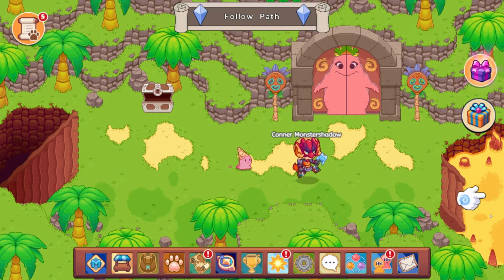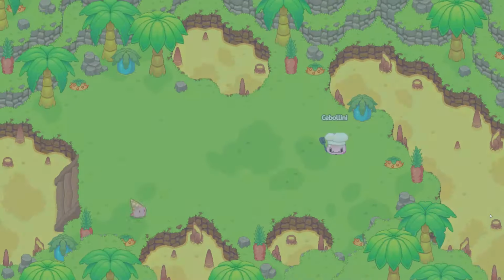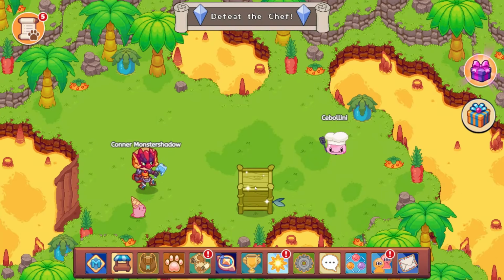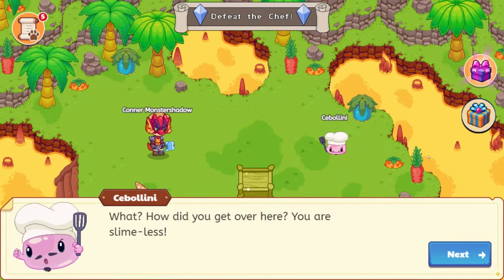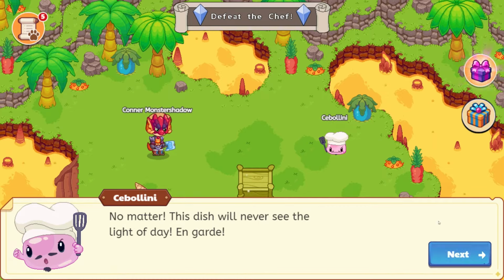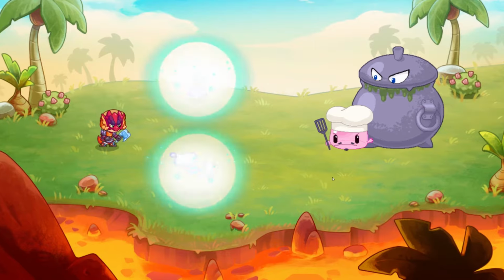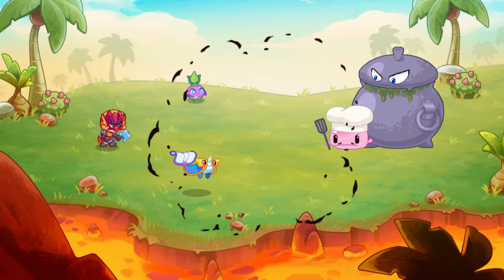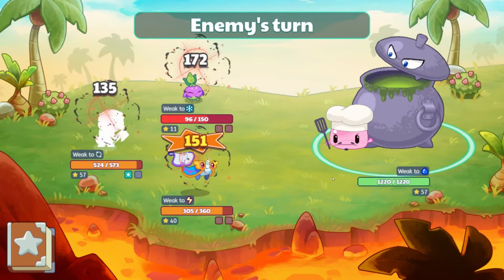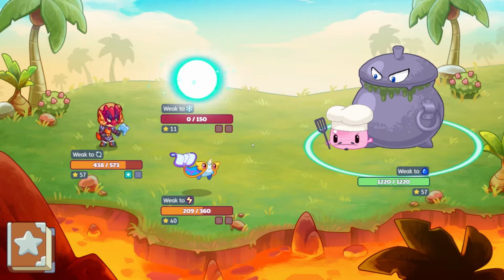Now, this is the last battle, so let's swing on over here. What? How did you get over here? You are slimeless. Hey. No matter. This dish will never see the light of day. On guard. All right. You are unguarded. All right, 57, so goodbye, Saplet.